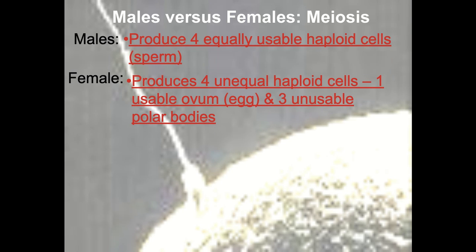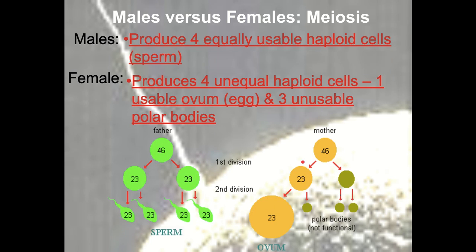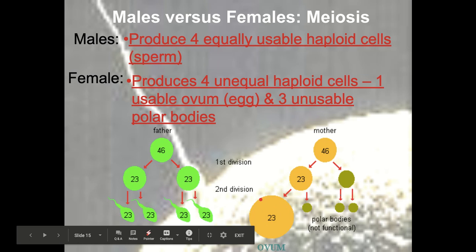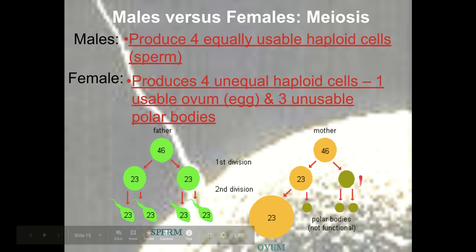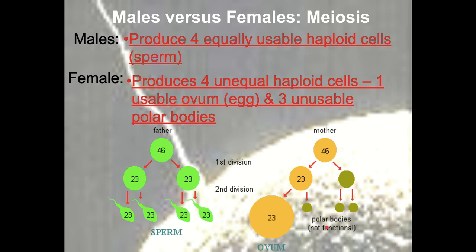What happens is all the cytoplasm goes to 1. So basically, you have the mother splits. This just doesn't do anything. It's non-functional. Basically, all the cytoplasm goes to 1. Splits again, nothing. This egg has everything, all the nutrients that are needed. So 1 egg is going to be huge, have all the nutrients that are going to be needed, have everything that's there.